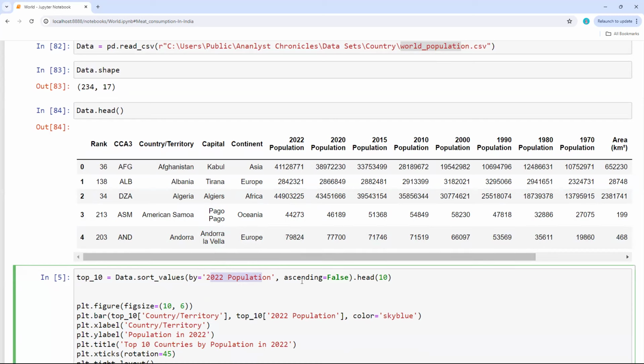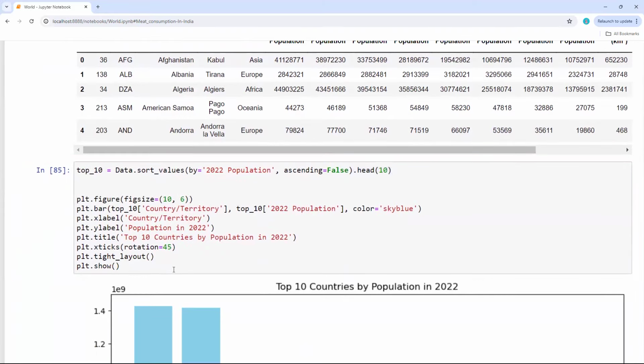And how you want to sort the data, in ascending order or descending order. I want descending order. I want the top country in the first row, followed by the ranks: second country in the second place, third country in third place. That is why I gave ascending equal to False, so that the highest value will be presented at the top. And I wanted only 10, so I have given head of 10. If I run this, I'll be able to see the top 10 countries.